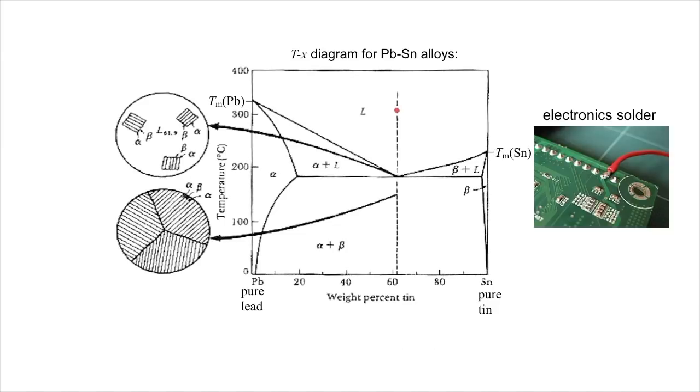Thus, when the liquid solder solidifies, it happens all at once at the eutectic, co-precipitating thin layers of lead-rich and tin-rich alloys of constant composition that grow together into a microstructure with large uniform grains.